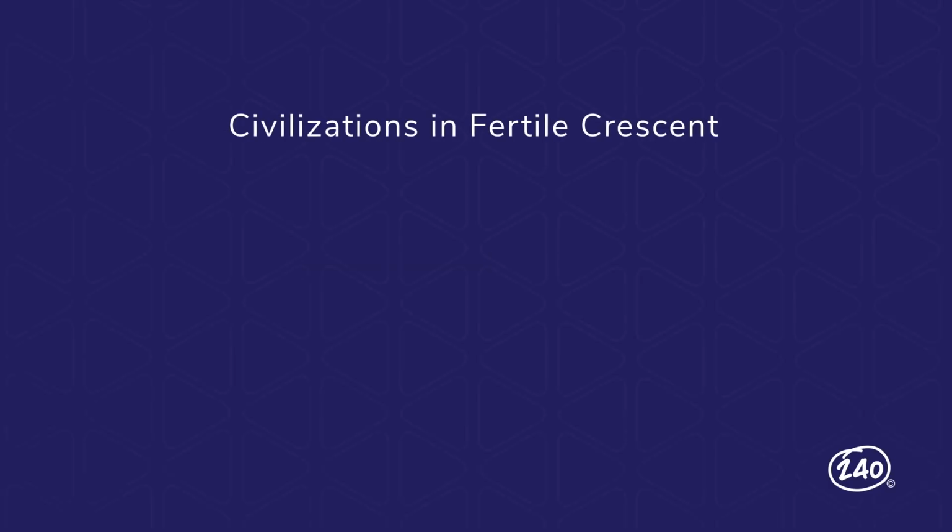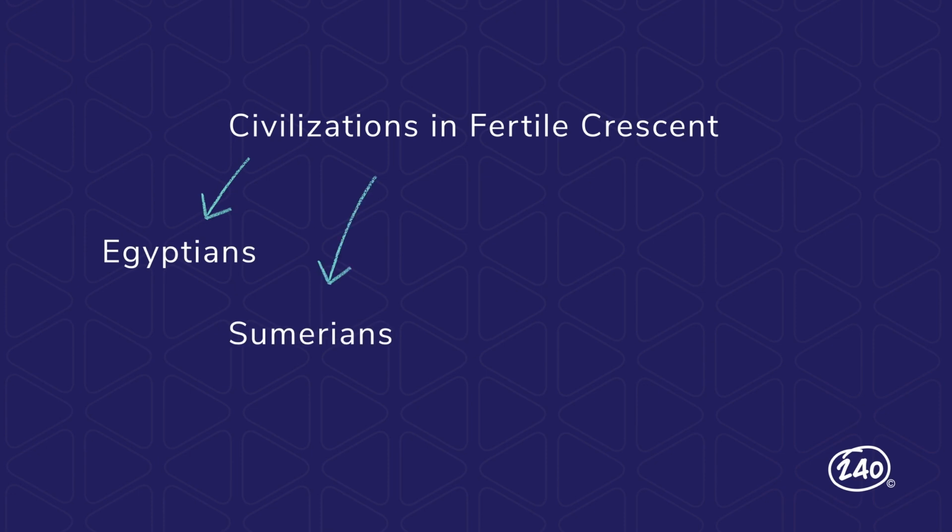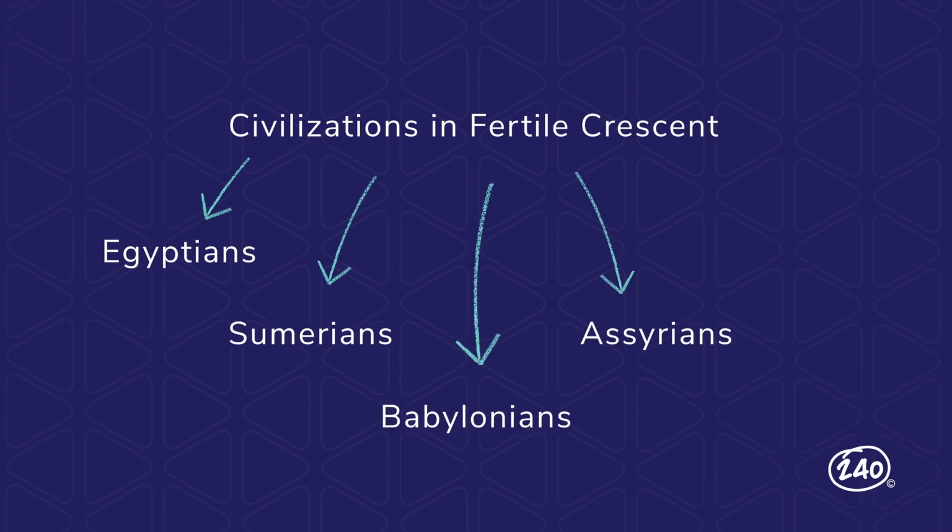The Fertile Crescent includes the Mesopotamia region and ancient Egypt. Civilizations in the Fertile Crescent contributed to the world culture and were responsible for the development of Western civilization. Examples are Egyptians, Sumerians, Babylonians, Assyrians, and Phoenicians.